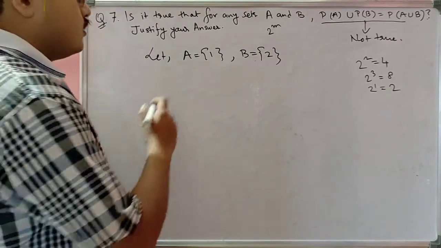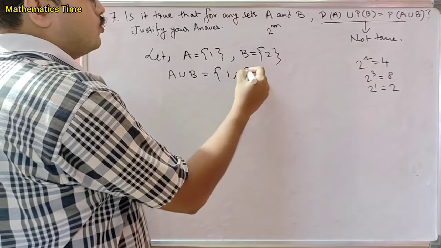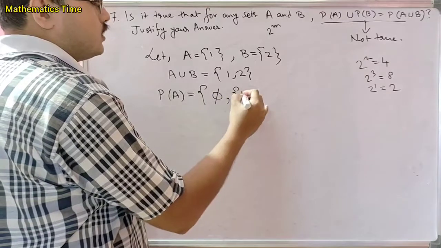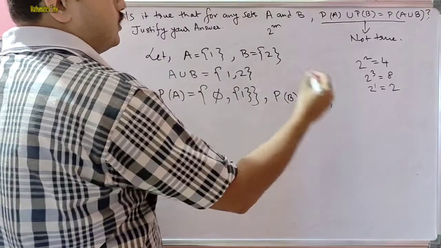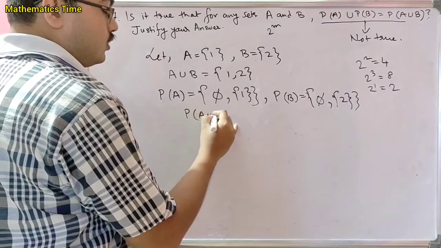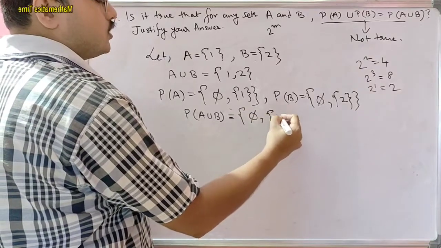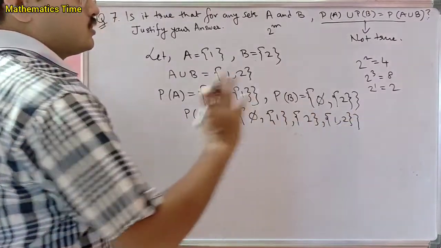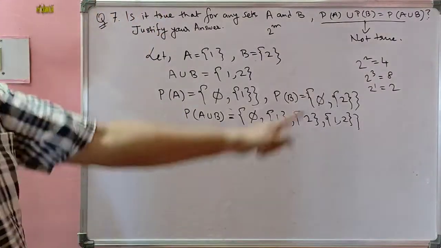That's the reason. Okay, so from here we can say that A union B will be {1, 2}. Now power set of A will contain the null set and the singleton set {1}, and power set of B will be the null set and the singleton set {2}. Okay, and what about the power set of A union B? Power set of A union B will be the null set, the singleton set {1}, the singleton set {2}, the set {1, 2}, the A union B set itself. Okay, as it has 2 elements, the power set will have 4 elements. 2 to the power 2 equal to 4.